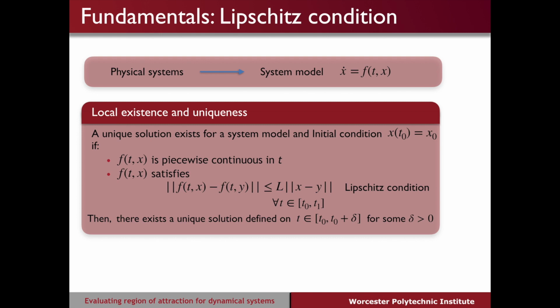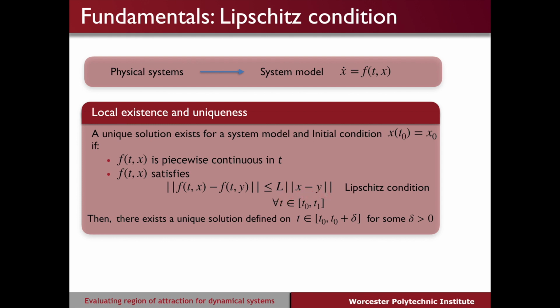These conditions are: first, the function f should be piecewise continuous in time t, which means it should be continuous in all places except for a finite number of points, in time t0 to t1. And second, it should satisfy the Lipschitz condition in state x, which means if we find function f at x and y, the magnitude of the difference should be less than or equal to a constant L times the magnitude of the difference of x and y.